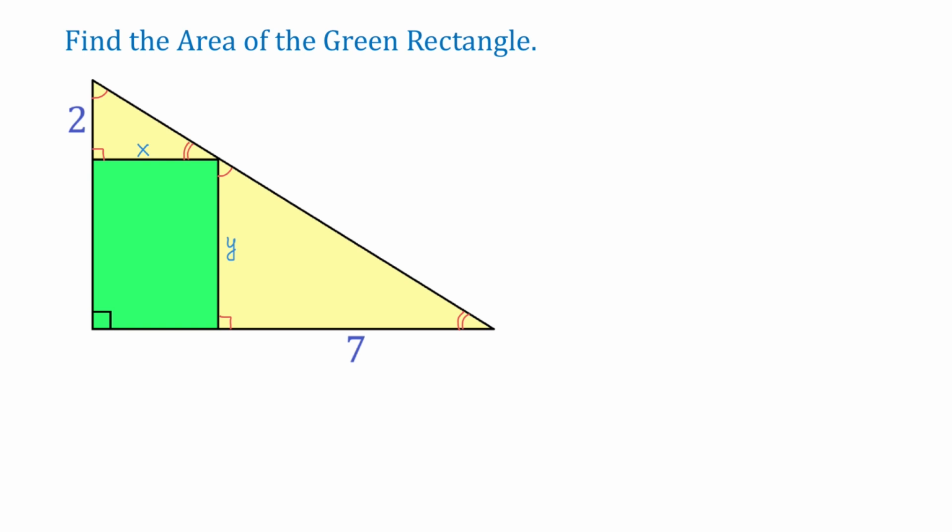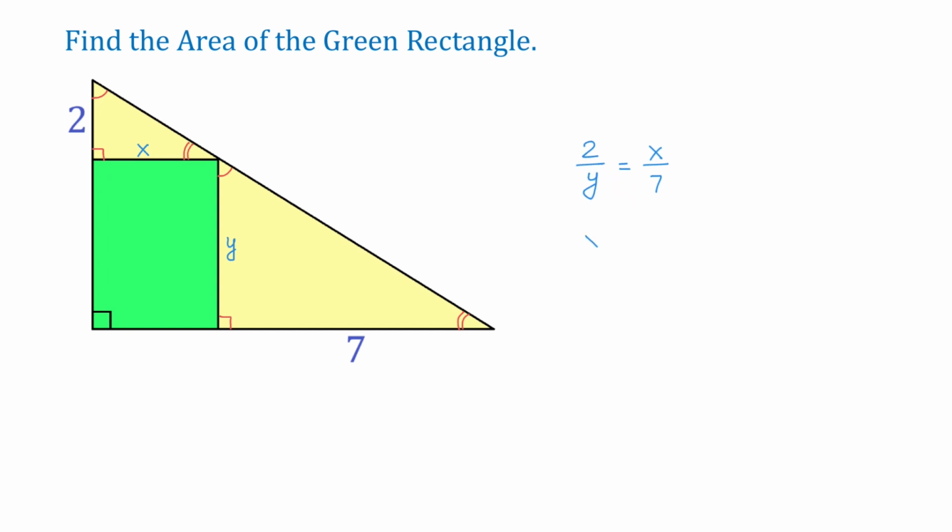Then we can write that the left side of this triangle divided by the left side of this triangle equals the bottom side of this triangle divided by the bottom side of this triangle. So that is 2 is to y as x is to 7. Then in this equation, if we use cross multiplying, we will write that x times y equals 2 times 7.